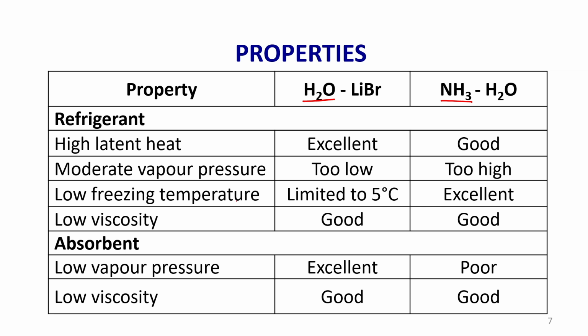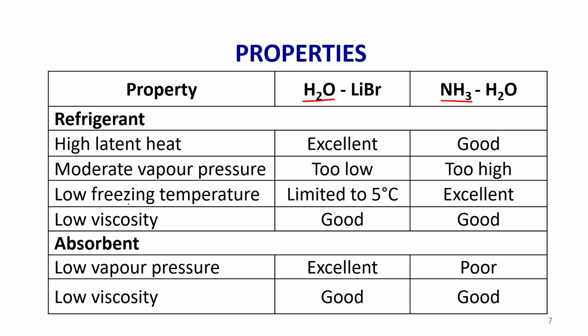Moderate vapor pressure, but this is for water it is low, it is too high. Freezing temperature, of course, limited to 5 degree or not below 3 degree. Due to its freezing point at 0 degree centigrade, we cannot use the water. Ammonia freezing point is minus 77.7. So, as I said, you can use up to minus 72 or minus 73. Even if we have a delta T of 5 degree difference, we can use up to very well minus 70 or minus 72.7.